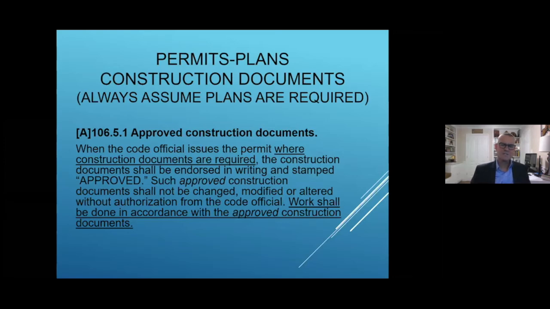So this is a slide that's transitioning from the permits process over into the plan process. So you're assuming you always need a permit. You're making the application for it. And then you say, well, hey, before I can get this permit issued, the code department has told you, you've got to have a set of plans. So I've underlined where construction documents are required. That's when the code official says, in order to get this permit issued, we've got to see a set of plans of what you're doing.